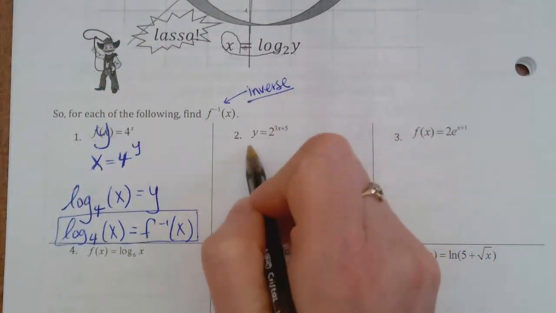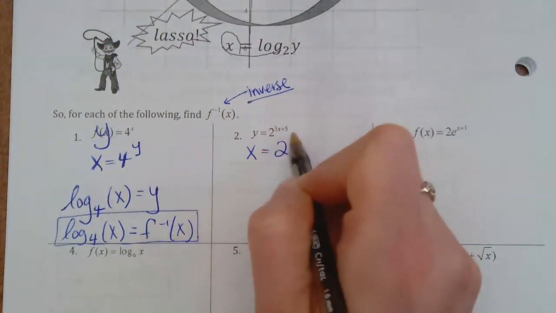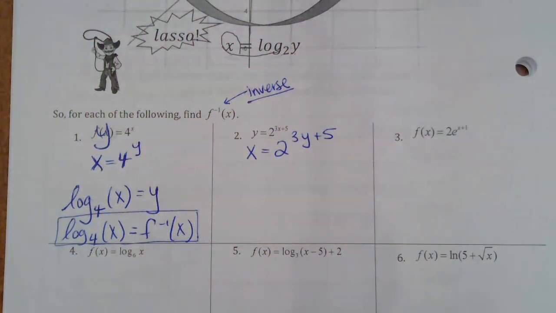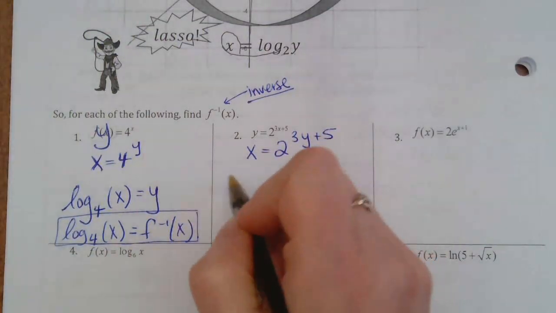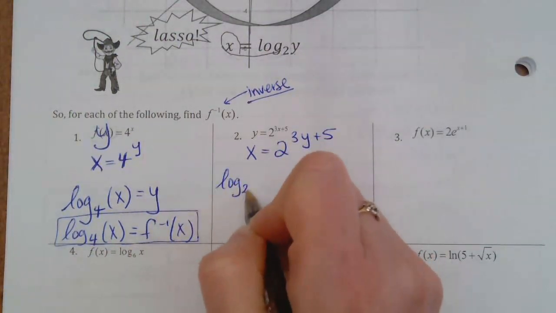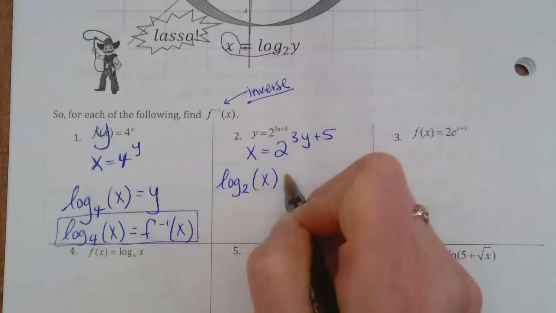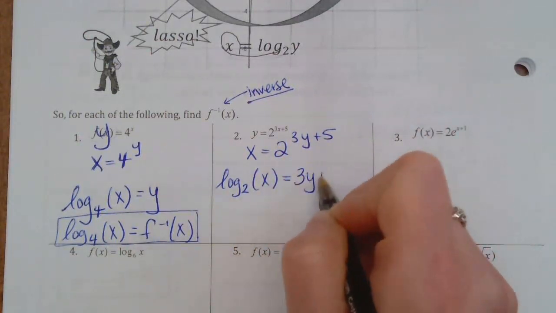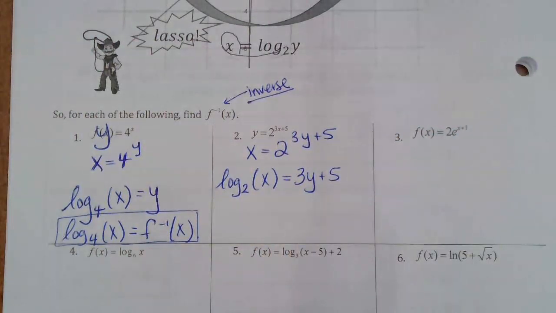So step 1, switch x and y. So that would be step 1. All right, we have a base 2 exponential, so I'm going to turn that into a log with a base 2 of the answer, which in this case is x, and that entire power or exponent is 3y plus 5. Now we're definitely not done with this one like we were able to go right to the inverse on the last one. We have a lot going on. We have to subtract this 5 and then eventually divide by the 3.